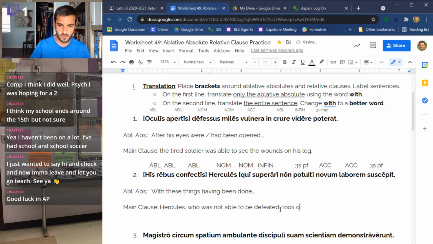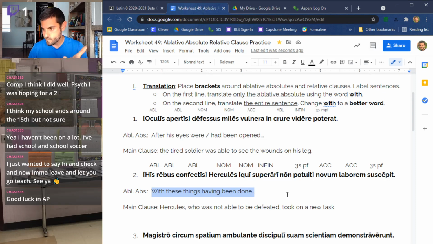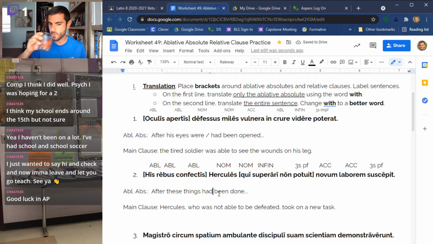Suscepit took on a novum laborem, a new task, a new labor. Last thing, with these things having been done, Hercules took on a new task. It's fine. It's okay. We can leave it. I would probably change this to after these things had been done, meaning his previous tasks.